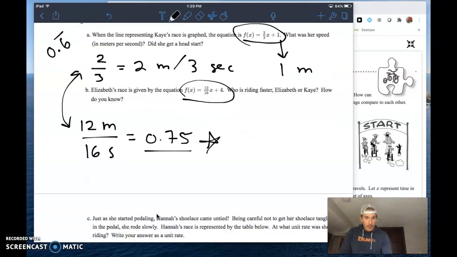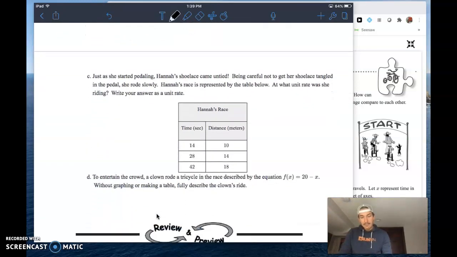Okay? Real quick, I want to get to the end here because I want to talk review preview before we hit 15 minutes. Let's talk about C real quick. Just as she started pedaling, Hannah's shoelace came untied. Being careful not to get her shoelace tangled in the pedal, she rode slowly. Hannah's race is represented by the table below. At what rate is she riding? Write your answer as a unit rate, folks.